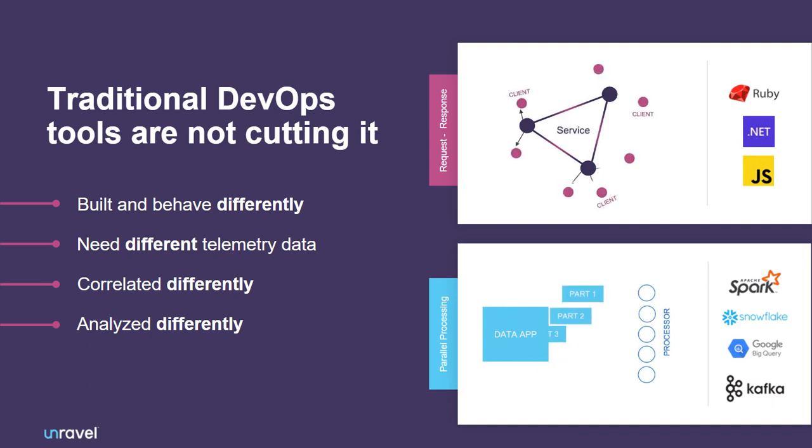So where we are now, with the traditional DevOps tools, they're request-response type of models. So you're talking about your traditional APM tools, whether it's New Relic or Dynatrace or AppDynamics, they're really written for an e-commerce perspective or a mobile application perspective.